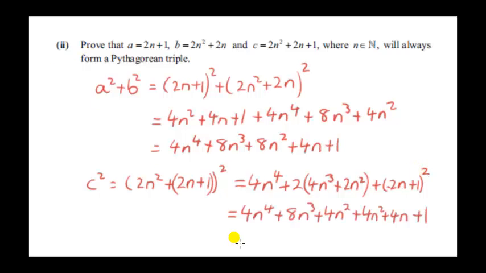Okay, so if you look at this expression and look at this expression up here, you can see that they're the same. Just cross out all the terms that are the same. 4n squared plus 4n squared is 8n squared, and the 4n and the 1 are the same.